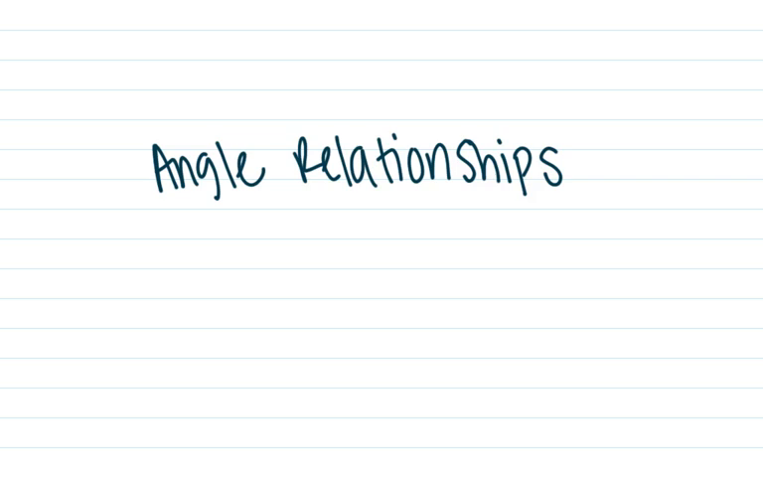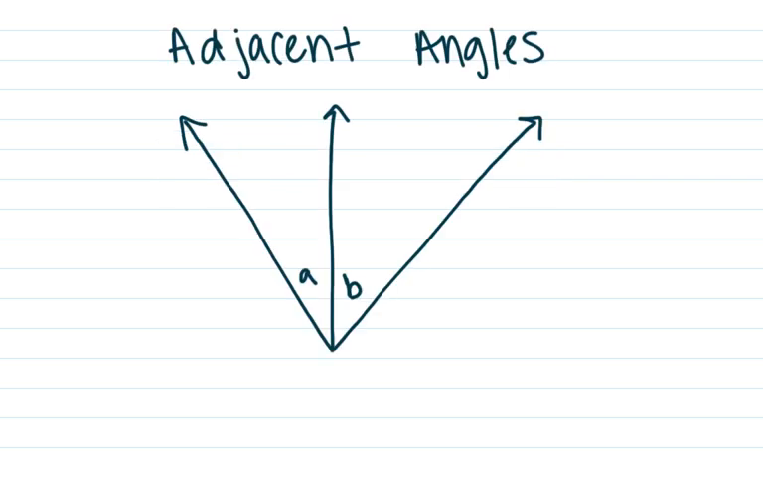So we're going to talk about the different types of angles that there are, and then how we can use them to find missing angles. So first of all, let's talk about adjacent angles. Now, adjacent angles are next door neighbors. They are next door neighbors.